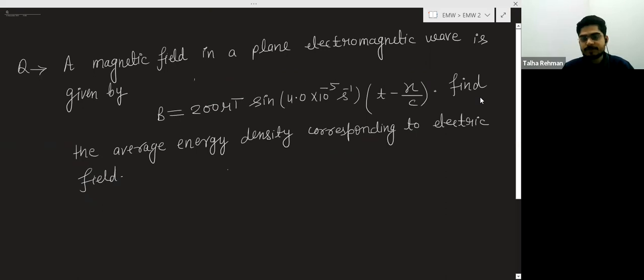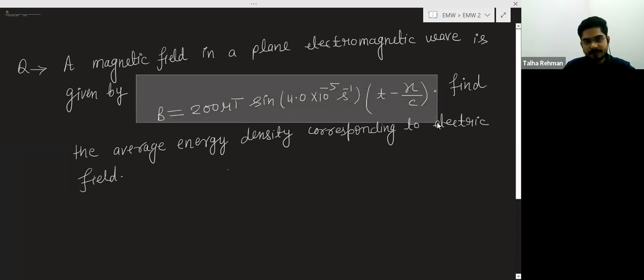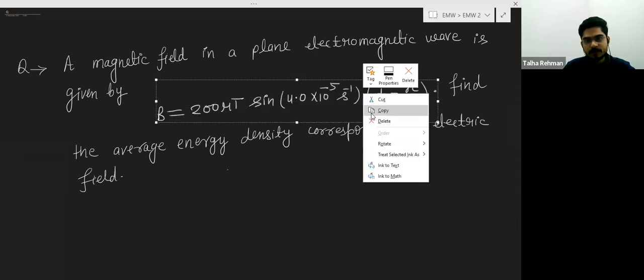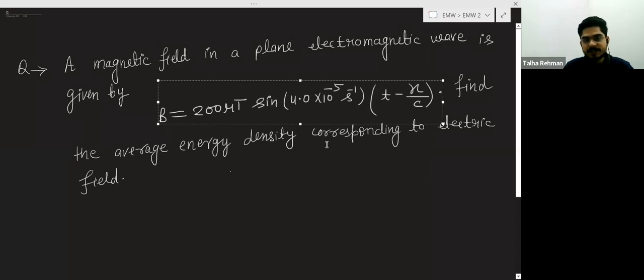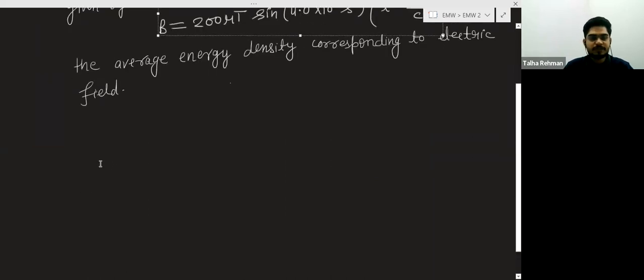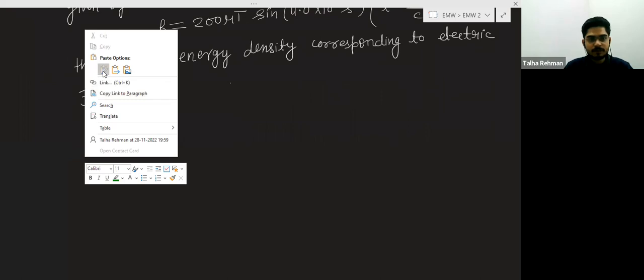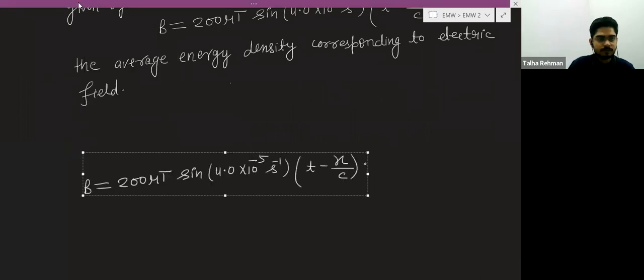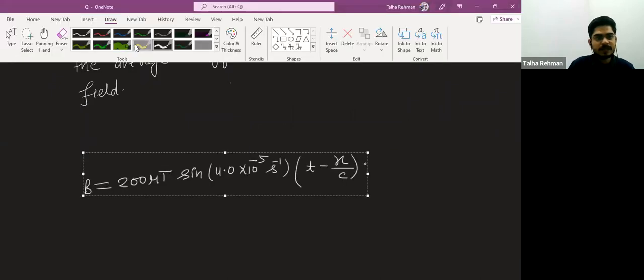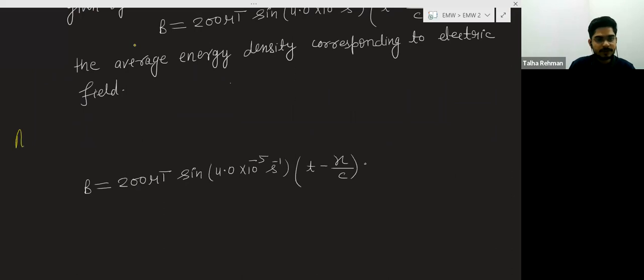Now they are saying a magnetic field in a plane electromagnetic wave is given by, basically this is the magnetic field given in an electromagnetic wave. Find the average energy density corresponding to electric field. Very simple question. Find the energy density corresponding to electric field.